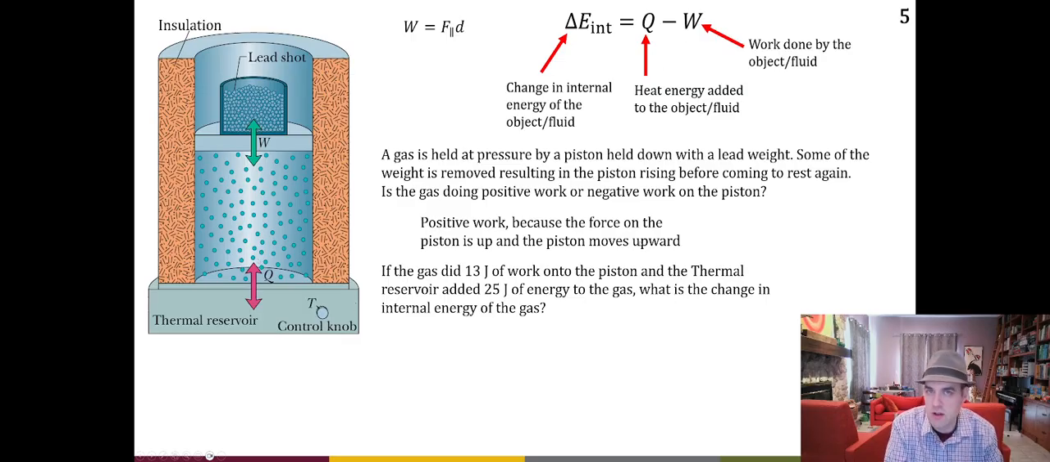Well, we can just use the first law of thermodynamics. The change in internal energy is Q minus W. I told you that Q is 25 joules. That's the thermal energy from the reservoir. Minus 13 because the gas actually did work while it expanded. And so we can subtract those two so that the gas has gained an internal energy of 12 joules during this process.